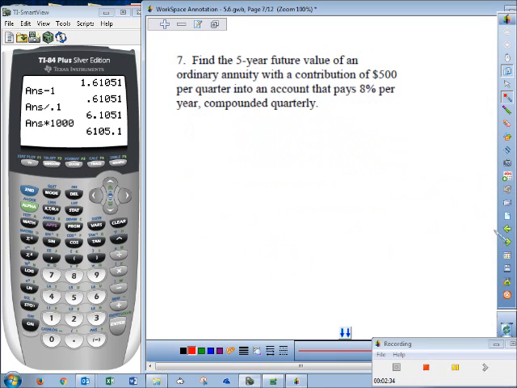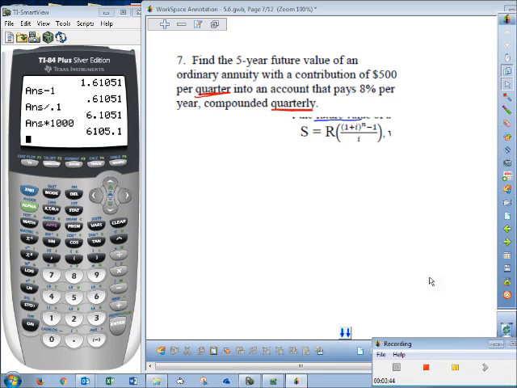All right, so now let's check this out. It says find the 5-year future value of an ordinary annuity with a contribution of $500 per quarter in an account that pays 8% per year compounded quarterly. So quarterly. All right. Let's figure some stuff out again. Here I brought that formula in. We know R is $500. We're doing that every quarter.